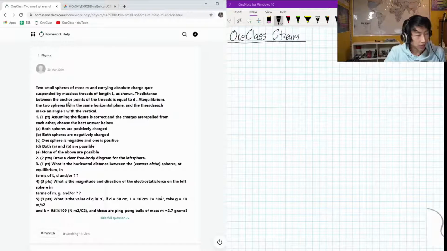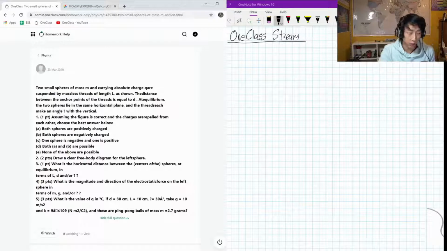The distance between the two anchor points, and those are the two balls on the end of the strings, is equal to d, and at equilibrium, when they're not moving, the two spheres lie in the same horizontal plane, meaning that they're like the same height. It'll be more clear when we get to the diagram. The threads each make an angle of question mark. Let's just say that's theta, because that's more common for dealing with angles, with the vertical.